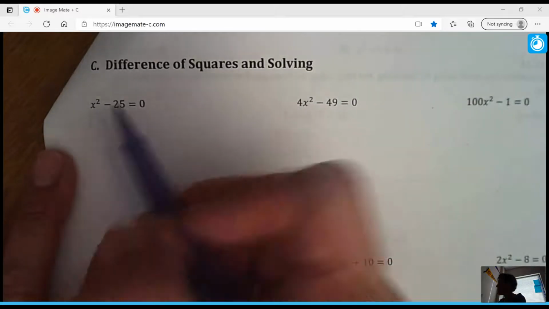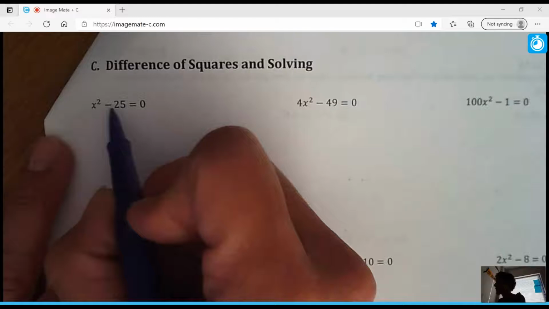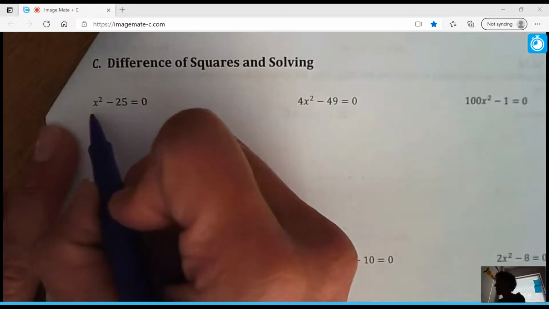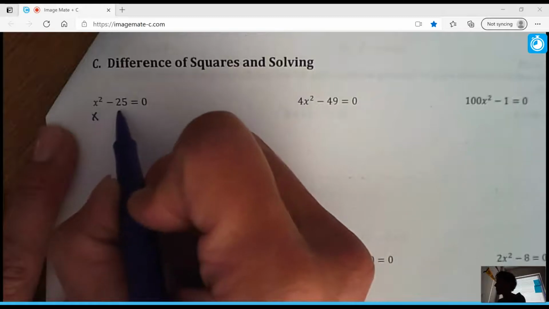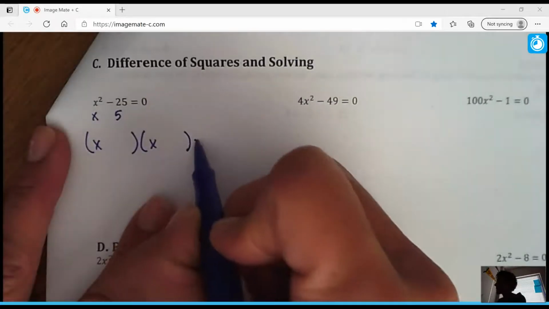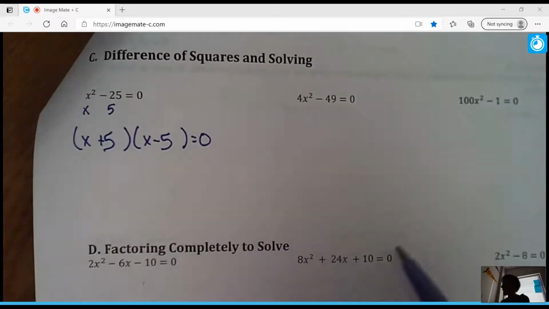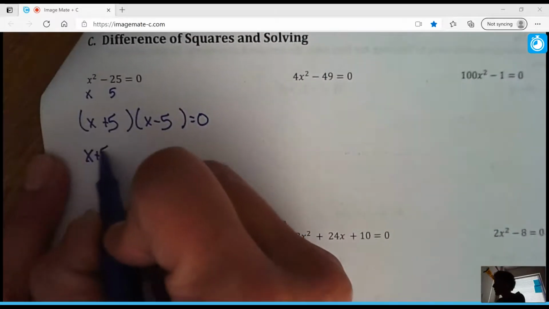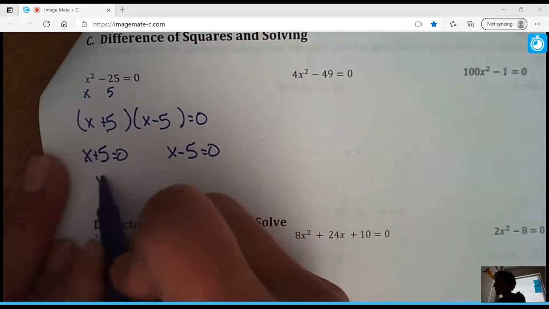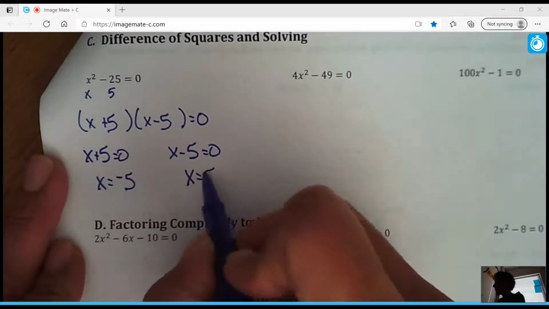I am looking for a GCF. I don't see one, but it is a difference of squares, again, because there's a difference, and x squared and 25 are perfect squares, which means they have nice square roots. So the square root of x squared is x, and the square root of 25 is 5. So from there, you can make your 2 parentheses of x plus 5 and x minus 5. And now here, set each factor equal to 0 to use the 0 product property. One step, subtract 5, so you get a negative 5, and one step here, add 5, so you get 5.